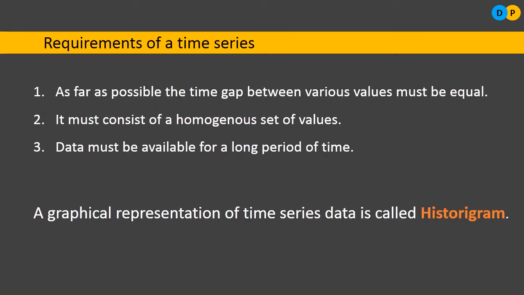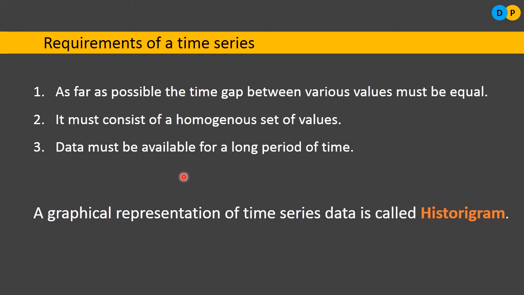Now let us study the requirements of a time series. If we are considering certain data of previous dates and we are putting them in terms of a time series, what are the requirements, what are the requisites that we need to consider? The first one is, as far as possible, the time gap between various values must be equal. Let us say that I want to consider a time series for gold price. For that I am considering gold prices of different periods. Let us say I am considering 1950, followed by 1960, next 1970, 1980, next 1990, then 2000. So I'll be considering values at particular times. In between, what is the time gap? That should be equal.